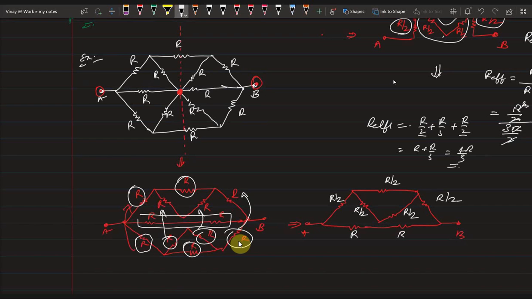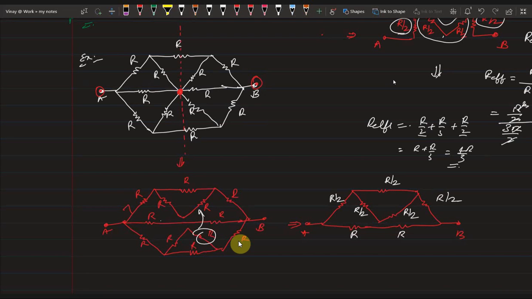With reference to this, we are folding the upper resistance. Understood this point? Yes. Now you can calculate the final effective resistance. Calculate it.